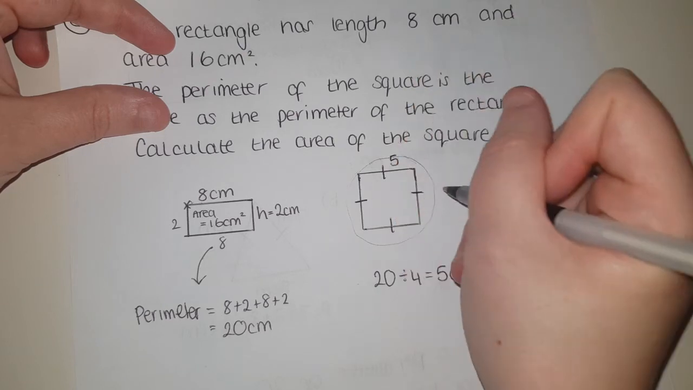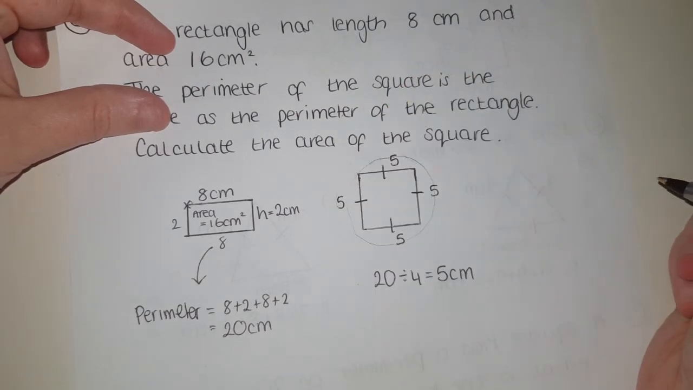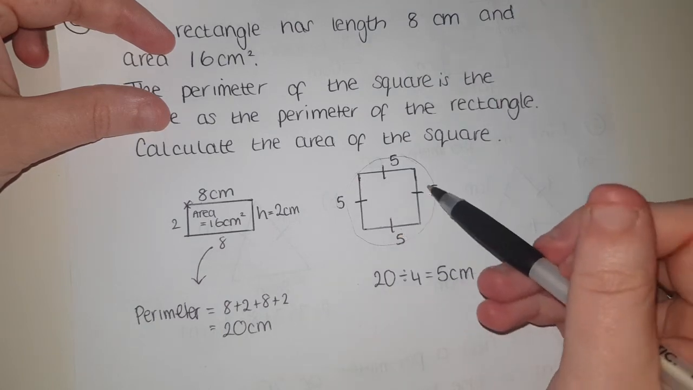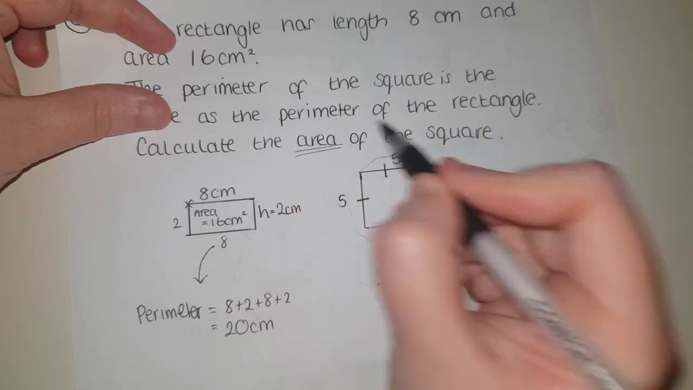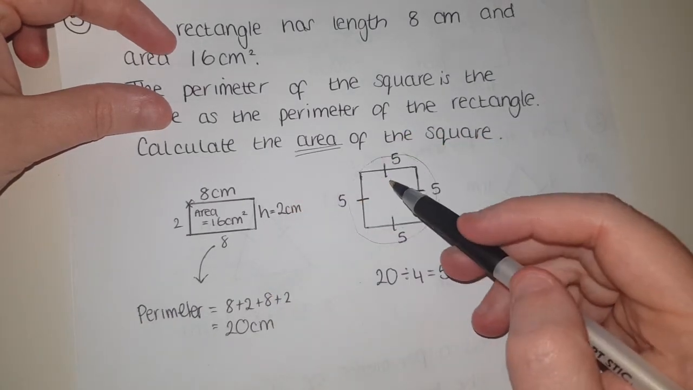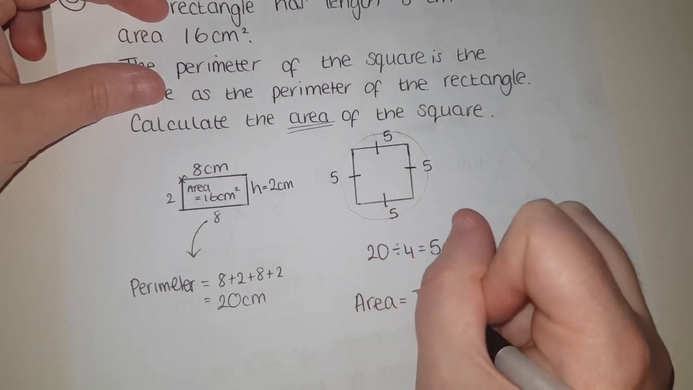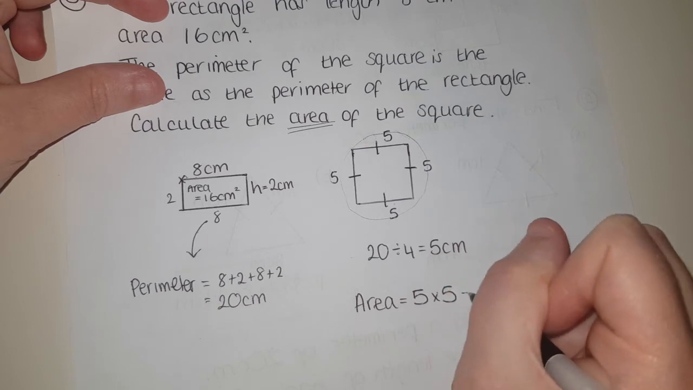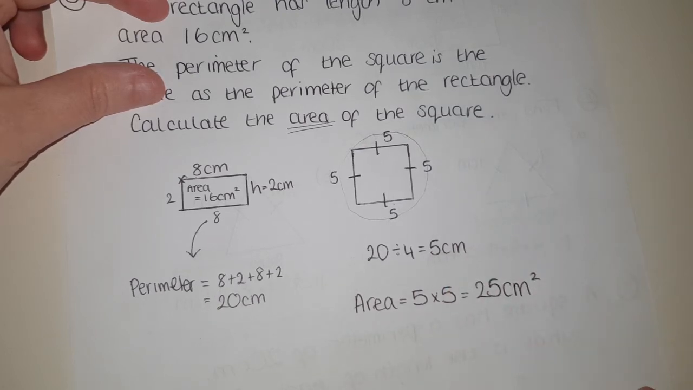Always go back and check. 5, 10, 15, 20. I know I've got my answers right. Okay, so I know the width of these, or each side, is 5 centimeters. But always go back and check that you've answered the question. Calculate the area of the square. Now, area of a square is base times height. So area equals, the base is 5, height is 5. I get 25 centimeters squared.